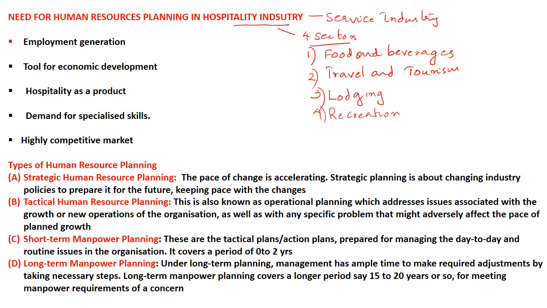Next is lodging. Lodging means accommodation. That is accommodation for a period or a place to sleep for one or more nights. That's fancy hotels. They are also a part of the hospitality sector. Then the last one is recreation. Recreation means it's an activity people do either for relaxation, for rest and for enjoyment. The main aim of recreation is to refresh our body as well as mind. So that is also a part of the hospitality industry.